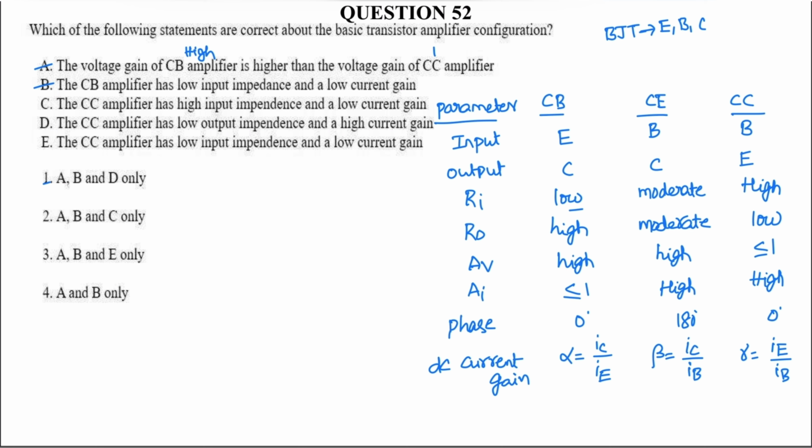Statement C, the common collector amplifier has high input impedance and low current gain. But the common collector amplifier has high input impedance and high current gain. The current gain is high. So statement C is wrong.